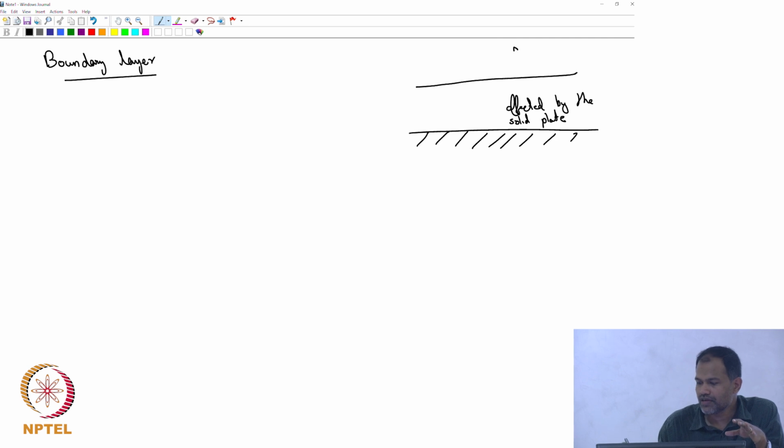And then there will be a free stream outside. When I say free stream, that's a region which does not feel the effect of the solid plate. But there would be a region close to the plate where the presence of a solid boundary will exert some drag. It will retard the fluid motion. That region which is retarded by the solid plate is what you call the boundary layer.